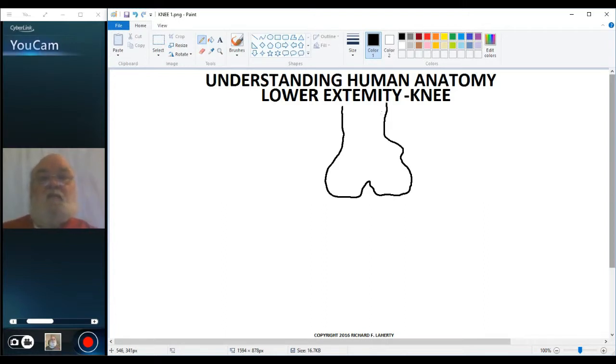Then we'll draw in the tibia, and the tibia has a lateral condyle, the intercondylar eminence, and then a medial condyle. And we come down to form the shaft of the tibia, and over here on the lateral side, likewise.